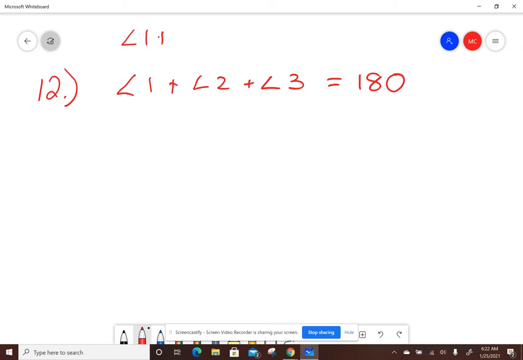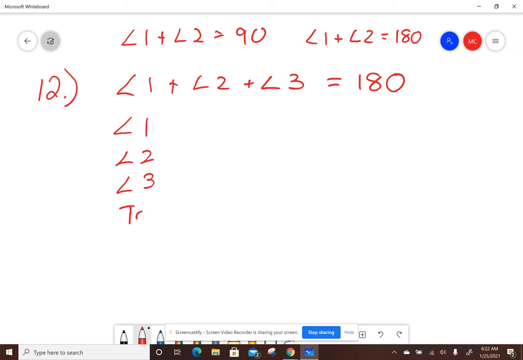If it's complementary angles, I write this equation. If it's supplementary angles, I write this equation. Okay, always a good habit to get into. So I have to add angle 1, angle 2, and angle 3 together, and I should get 180. Well, now I have to define what angle 1 is, what angle 2 is, what angle 3 is, and I know the total.